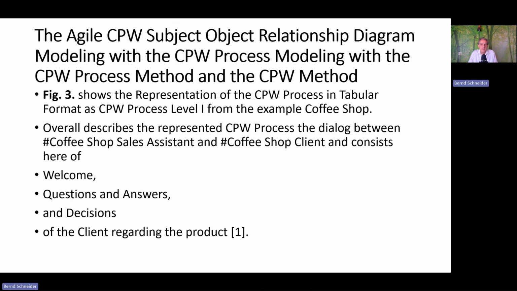Figure 3 shows a representation of the CPW process in tabular format as CPW process level 1 from the example coffee shop. Overall it describes the representation of the CPW process, the dialogue between hashtag coffee shop sales assistant and hashtag coffee shop client, and consists here of welcome, questions and answers, and decisions of the client regarding the product.